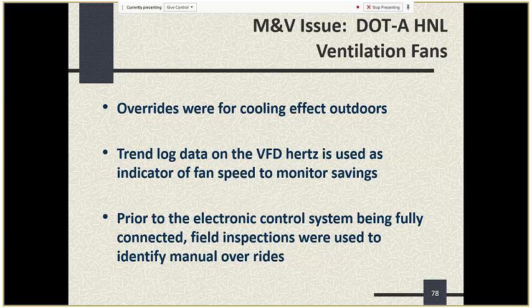So why were the fans being overridden? Well, because if you run the fan at a higher speed, you're going to get a cooling effect from ventilation effectiveness. And if you're outside working and you want to be a little cooler, that was a way to feel a little more comfortable, a little cooler. But it comes at a very high energy cost. So the trend log data that's being used to control fan speed is really the hertz on the VFD. It's used as an indicator of the fan speed to monitor savings. And that's sort of where JCI ended up in terms of tracking what data they're going to actually trend log.